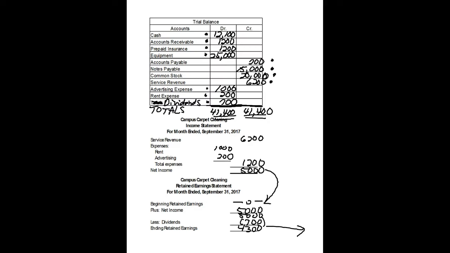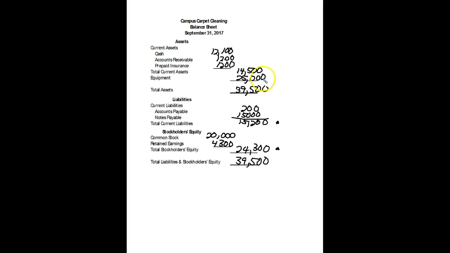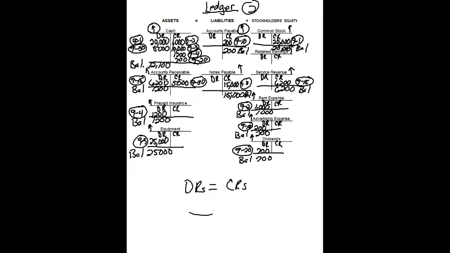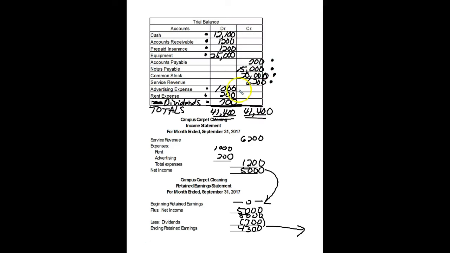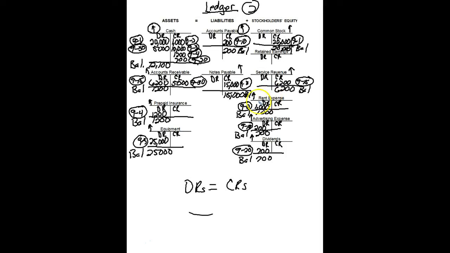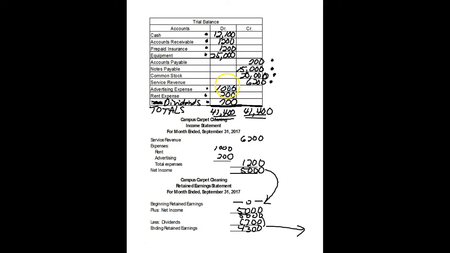Likewise, I'm going to do the same thing for my credits. So I take these credit balances, $200, $15,000, $20,000, and $6,200, and I will enter those in. Lastly, I have expenses that I haven't put the balances in, so I take those balances and I enter those in on my debit side. Then I add up all the debits, I add up all the credits, and those each total $41,400.